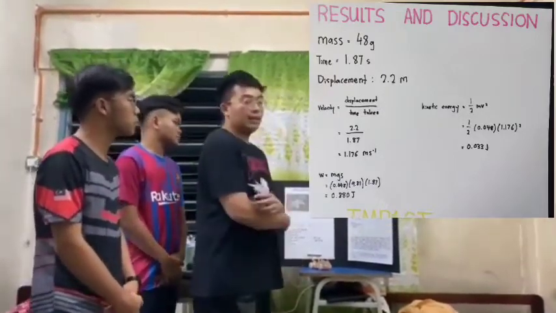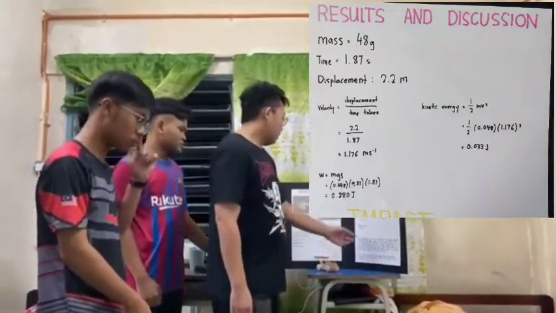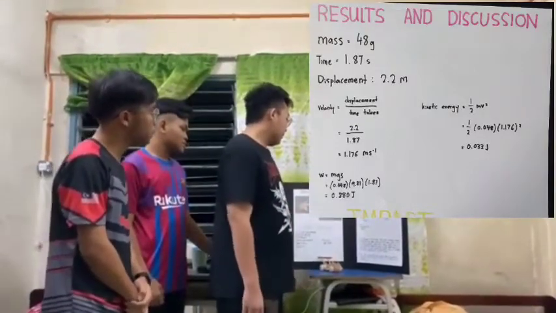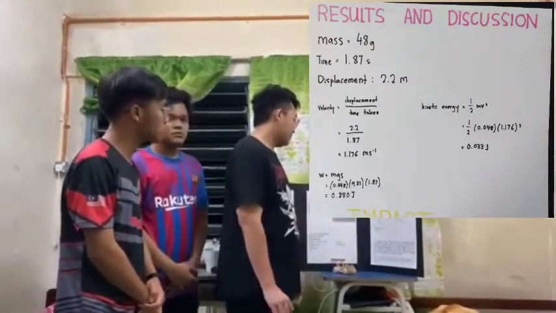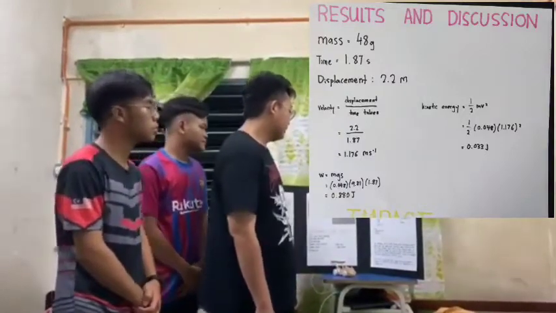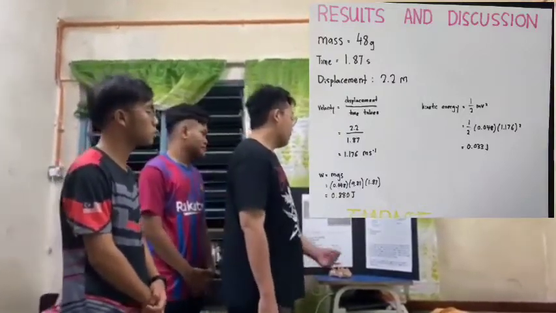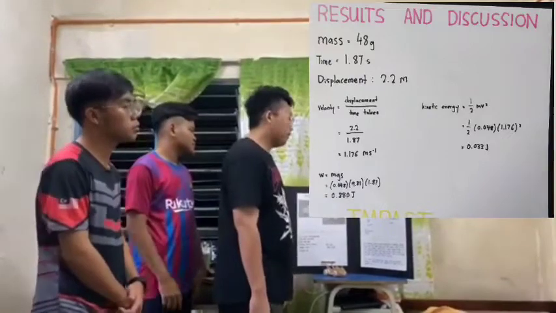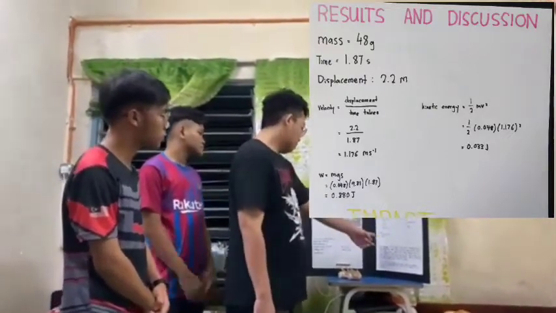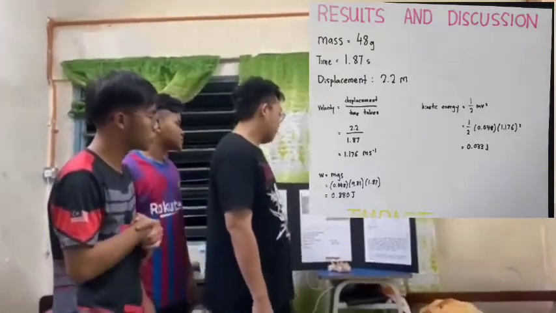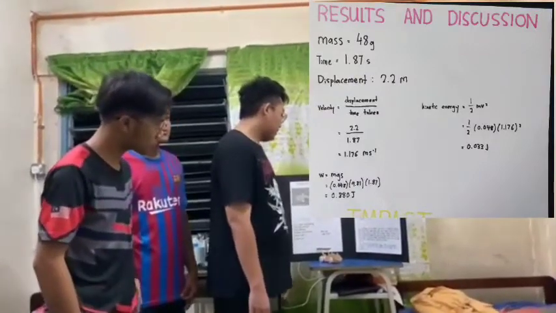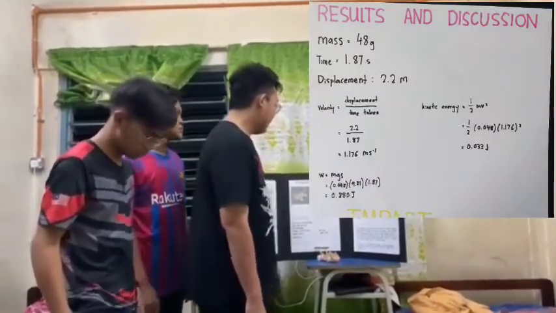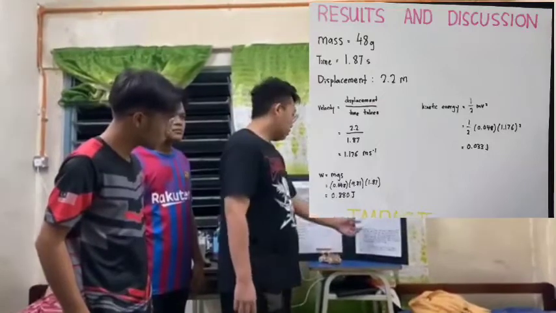After that, we try to find the work, where we use the formula mgs, where m is mass, g is gravity, and s is displacement. So for the mass, we change the unit gram to kilogram, equals 0.048 times 9.81 times 1.87, and you will get 0.880 joules.